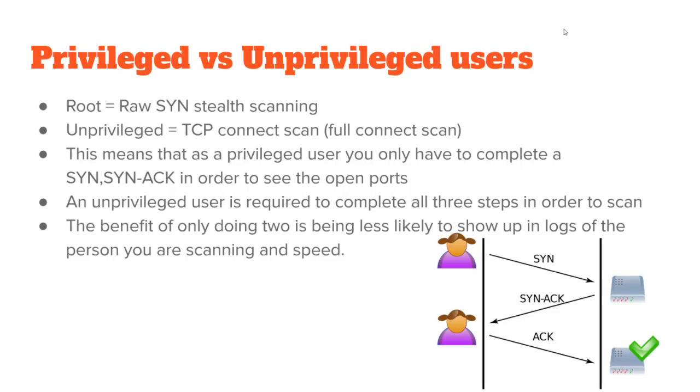Nmap works differently if you're a privileged or an unprivileged user. If you're a root user or a privileged user, you can do something called stealth scanning. If you are unprivileged, you have to do a TCP connect scan. That's the full SYN, SYN-ACK, ACK handshake, which you may know from your networking classes. An unprivileged user is required to complete all 3 steps. The benefit of the stealth SYN scan is that it's less likely to show up in the logs of the person being scanned, and it's faster. If you complete all 3 steps, you're going to show up in the logs. It's no bueno.